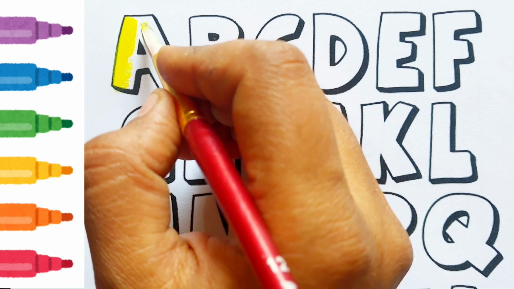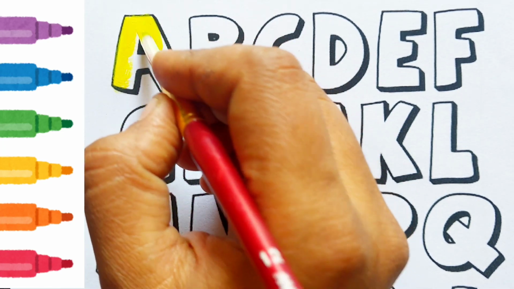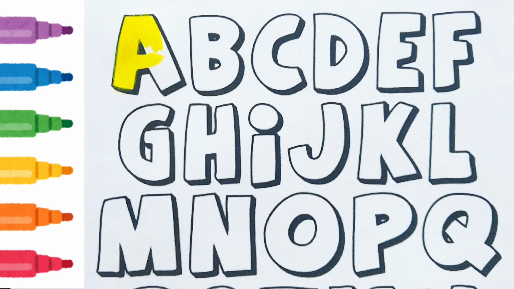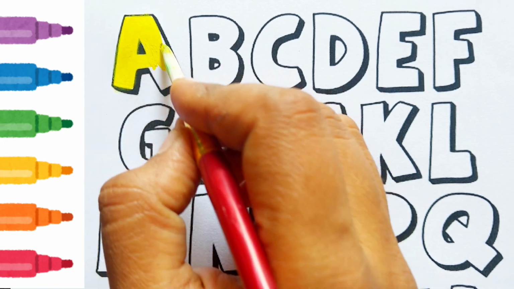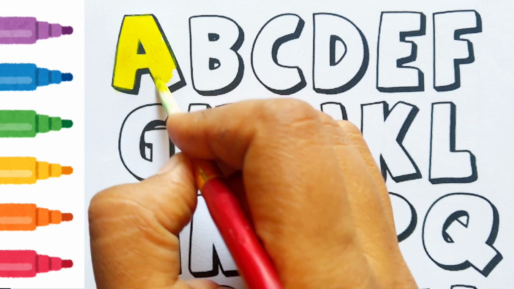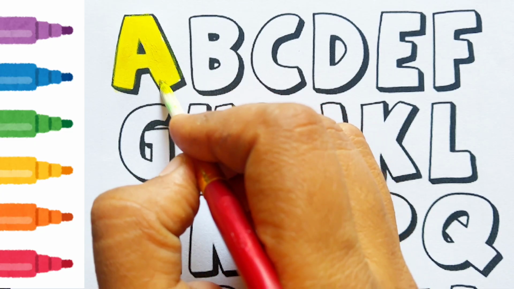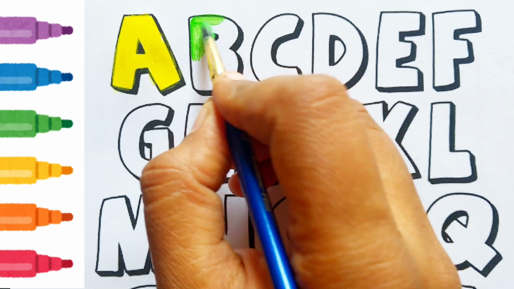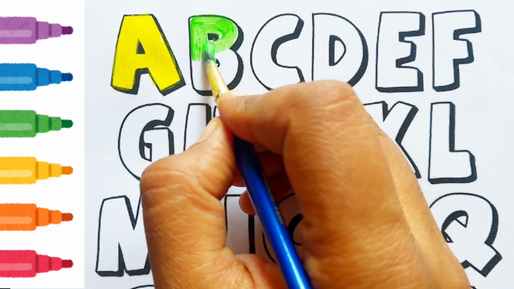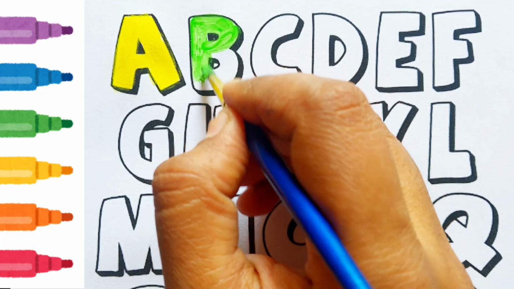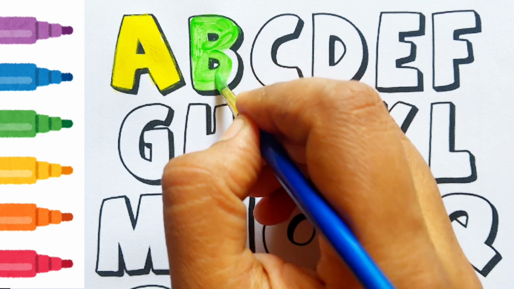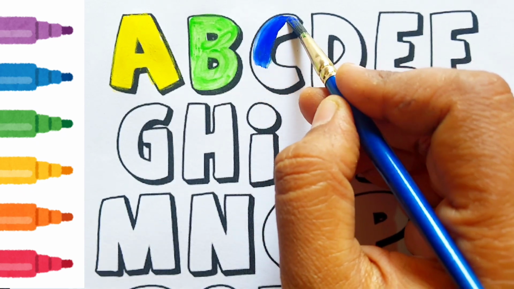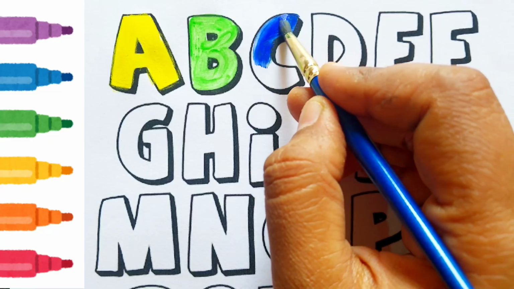Today we will learn ABCD. Let's start. A. A for apple. B. B for ball. C. C for cat.